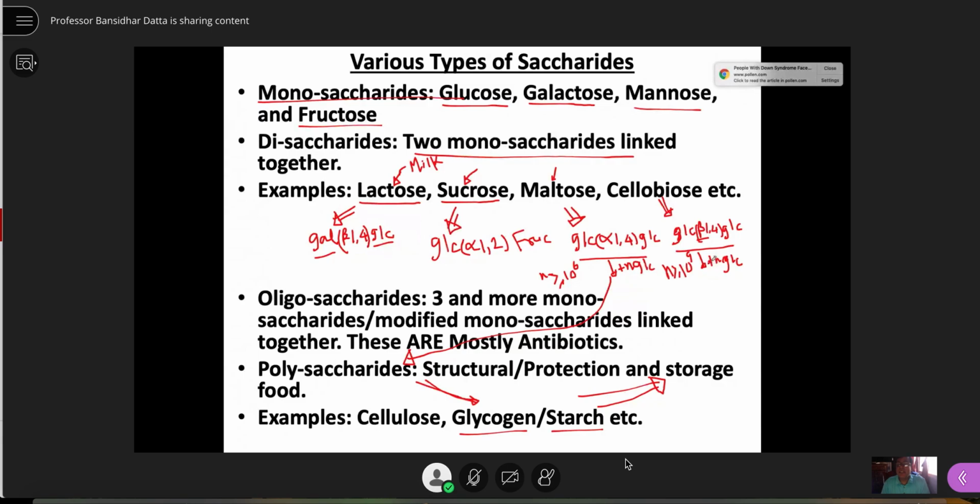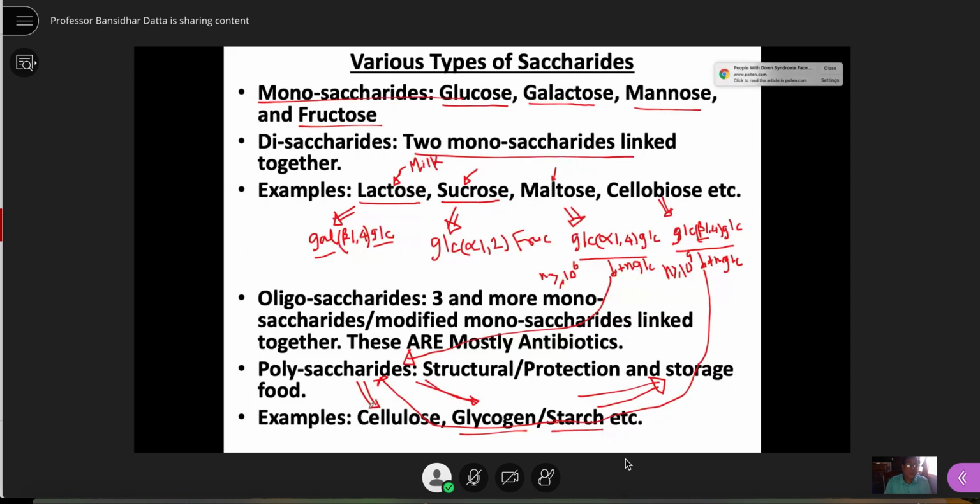So basically same linkage, right? GLC beta 1,4 GLC, next one beta 1,4 GLC, beta 1,4 GLC, and go on and on. Up to how many? Billions of molecules. And that results in a polysaccharide. Again, it's a polysaccharide, right? And the name of the polysaccharide is cellulose.